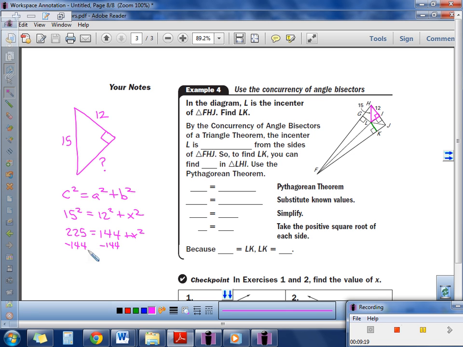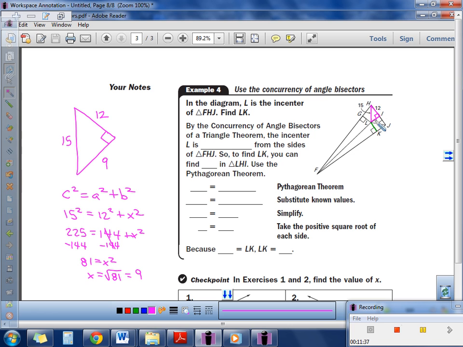What happens when you subtract 144? What do you get? So we get 81 on that. So when those cancel, we're left with 81 is X squared. How do I get rid of squaring a term? Square root it. So X is the square root of 81, and I know that's exactly 9. So this piece right here that was missing is now 9. That means IL right here is 9.